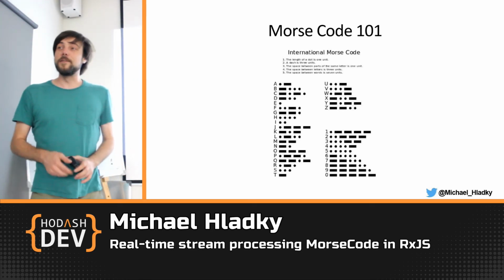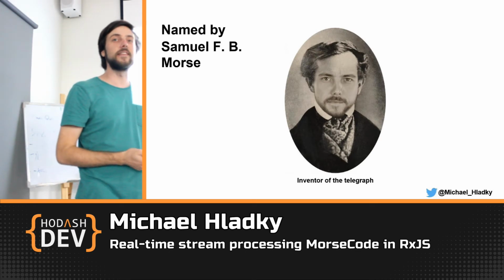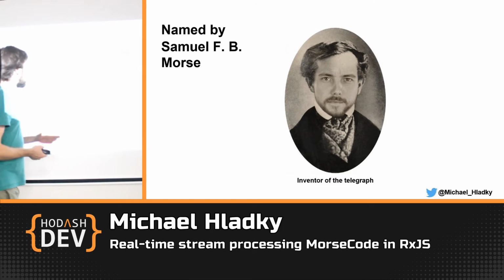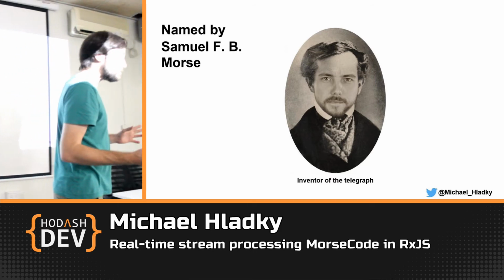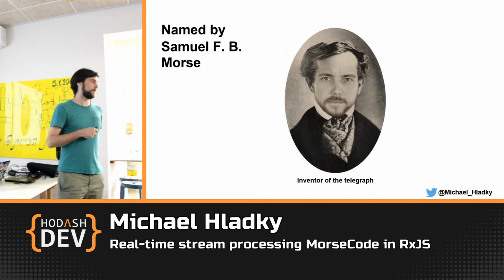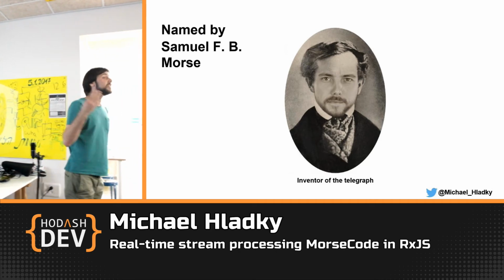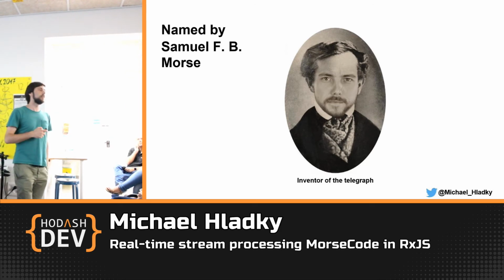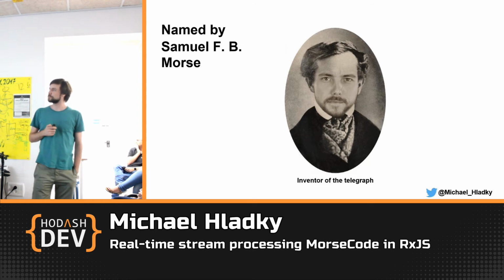Who invented Morse code? Morse code was invented by a guy that is called Samuel F.B. Morse. As you can see, this handsome guy was also the inventor of the telegraph. And Morse code is named after this guy here. You can look it up in Wikipedia if you want more information.